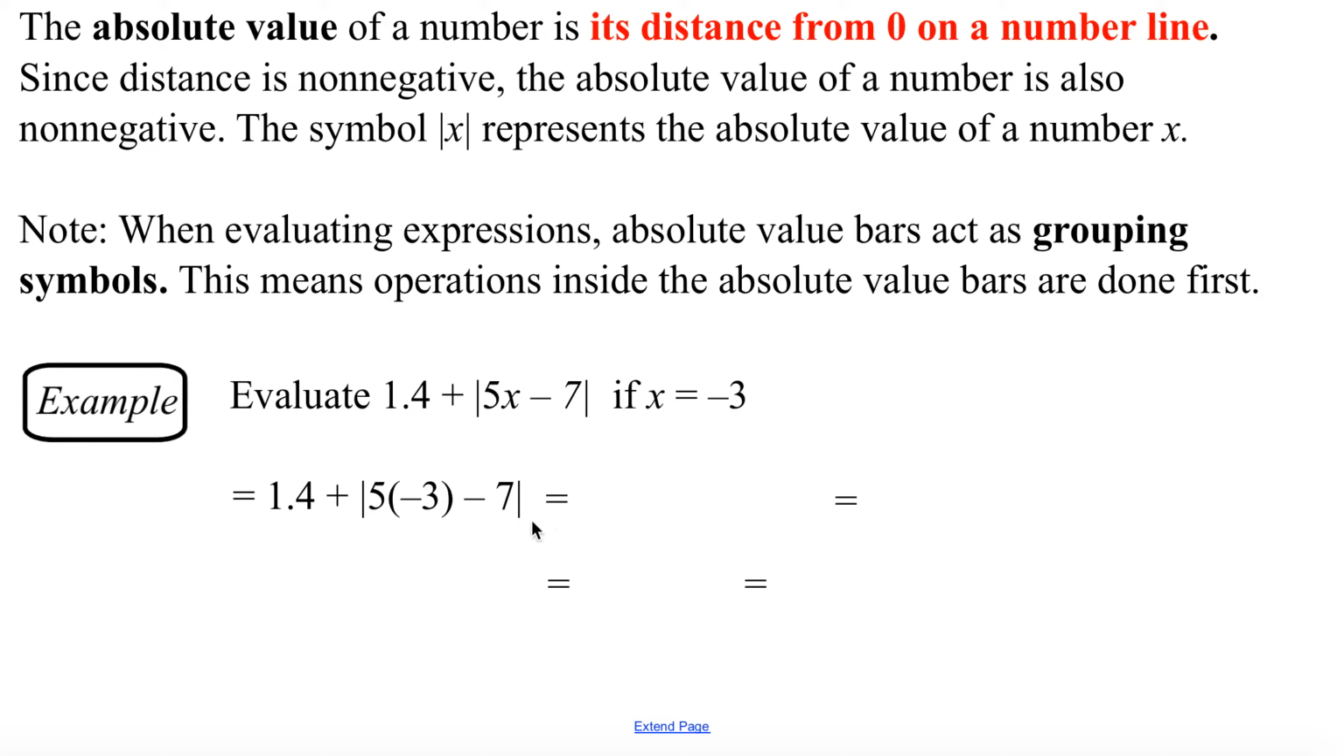And these absolute value bars are kind of like parentheses. They act as grouping symbols, so it says the stuff in here must be evaluated before you can do this addition. So when we do that, we get negative 15 minus 7, which is negative 22. And we know the absolute value of a negative number is always a positive number. So that gives us an answer of 23.4.